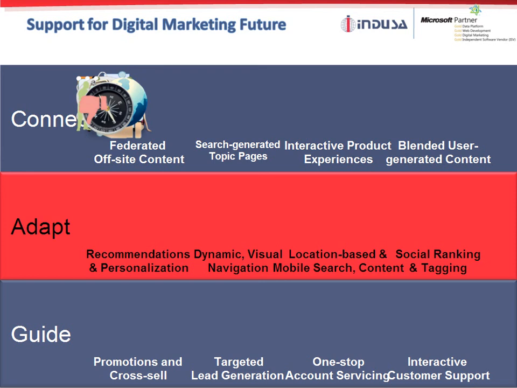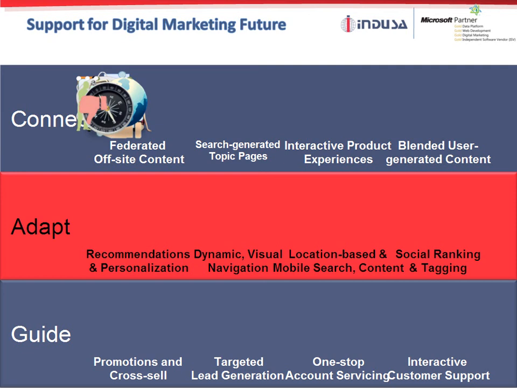So how can we support the future? Here are 12 different goals that the SharePoint solution could achieve. It can connect, it can federate offsite content. So if you do a search in real time, it can also provide search-generated topic pages, interactive product experiences, and blended user-generated content. In terms of adaptability, it can do recommendations.